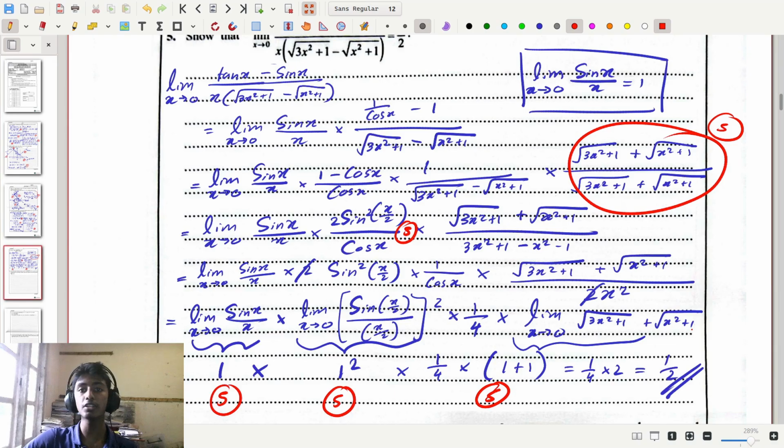So this is going to be the distribution of marks for this question. You can see things like this common limit here are going to give you marks, things like multiplying by the conjugate are going to give you marks, and things like trigonometric substitutions are going to give you marks. And finally, of course, something like simply simplifying this limit downward is going to give you marks as well. So that's the summary of this question.